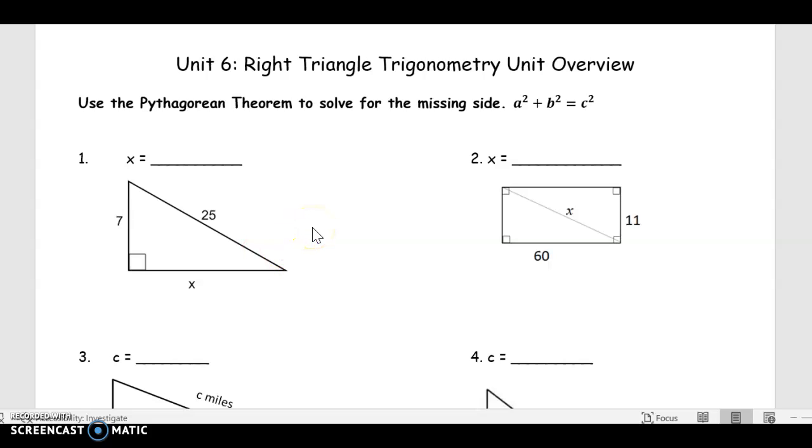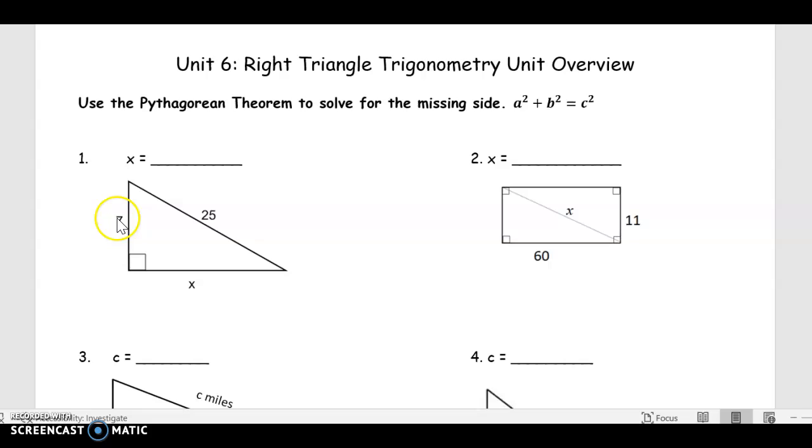For our right triangle trigonometry unit overview, this is part 1. We're looking at Pythagorean theorems to solve for a missing side. Of course, the formula says a squared plus b squared equals c squared, but it's more than that. If I'm looking at these first two questions, this is what I'm going to look at.